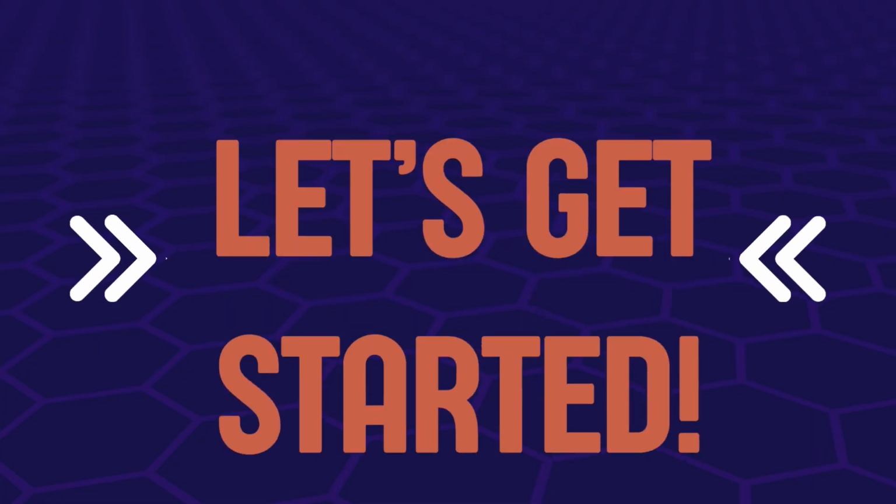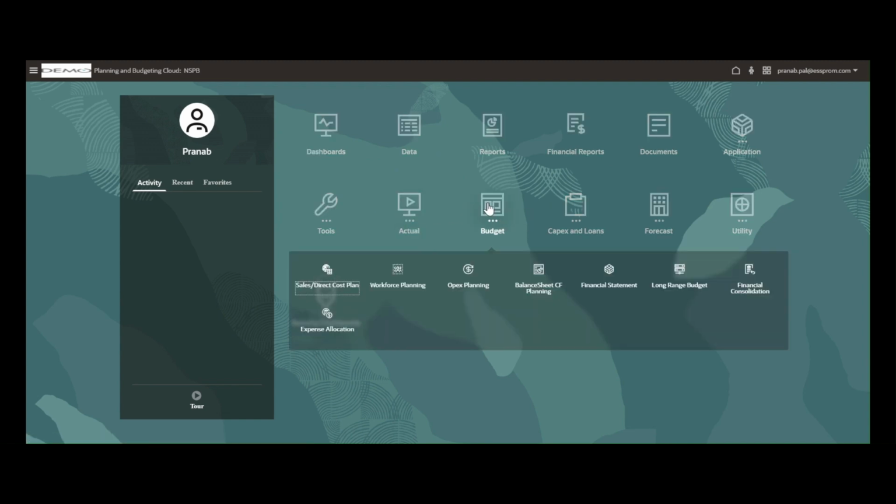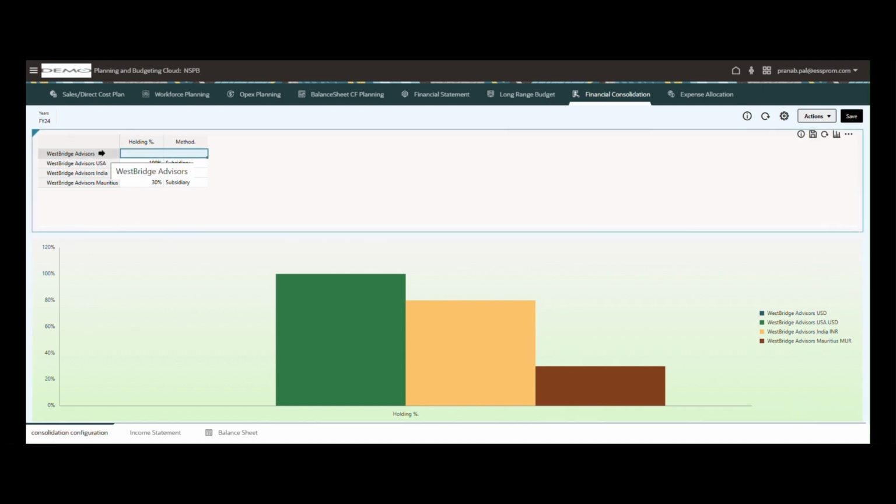So, let's get started. From the NSPB homepage, we shall select the budget card and click on Financial Consolidation to open the Consolidation configuration screen. In the Consolidation configuration screen, we can see the holding company as Westbridge Advisors and the different subsidiaries that are present under it. The subsidiaries are assigned holding percentages as per business needs: 100% for USA, 80% for India and 30% for Mauritius.